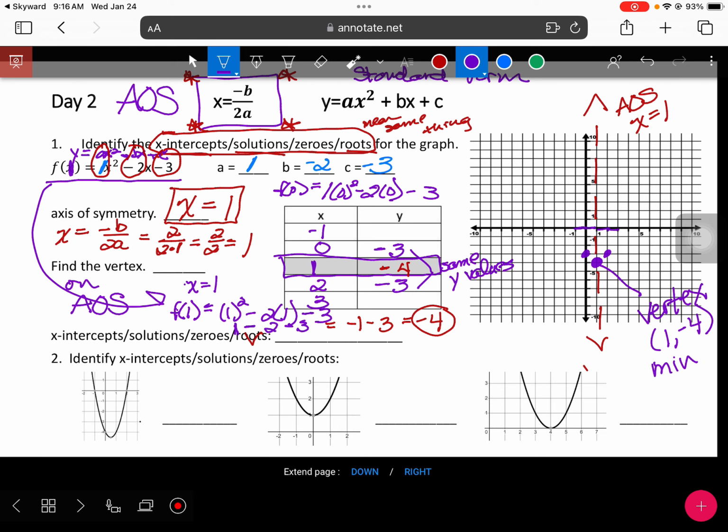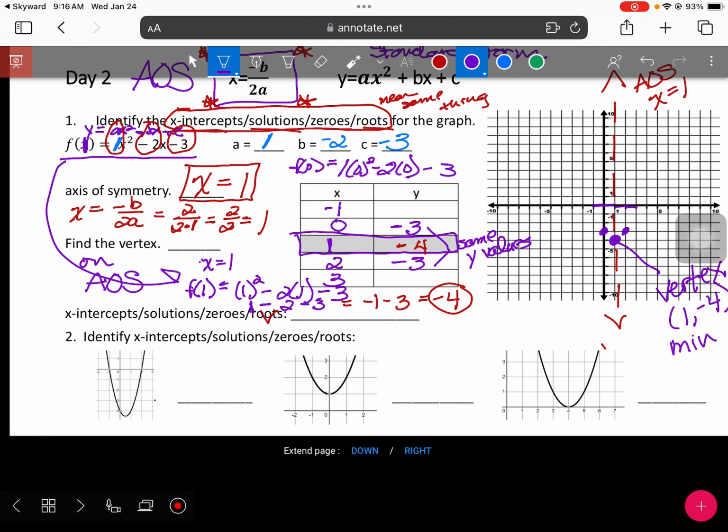Then I have an option of finding the function at negative 1 or 3. So I'm going to choose, what do you want to do? Negative 1? Let's see. The function of negative 1. So I'm going to substitute negative 1 in for x: negative 1 squared minus 2 times negative 1 minus 3. What is negative 1 squared? It's negative 1 times negative 1, which is 1.